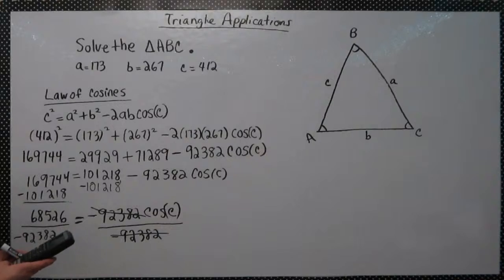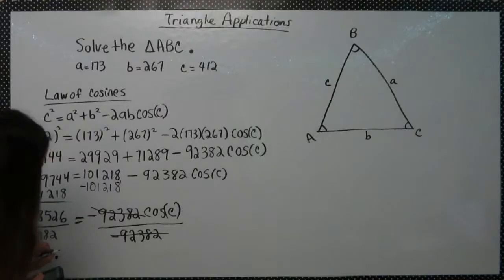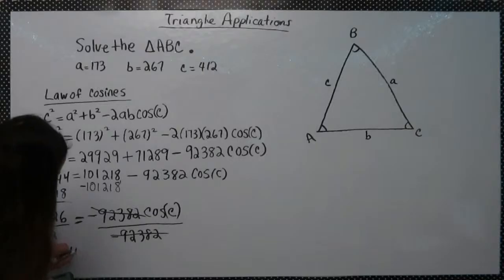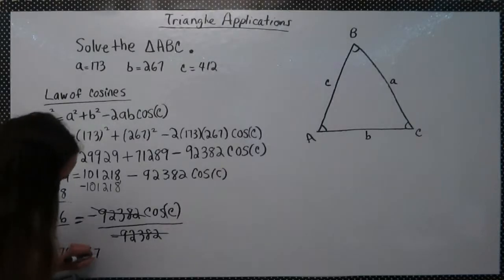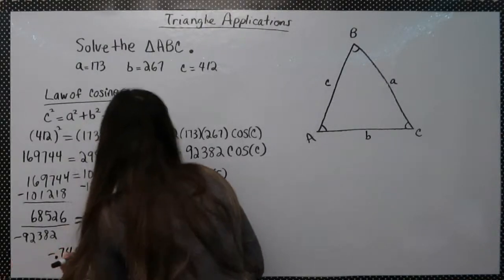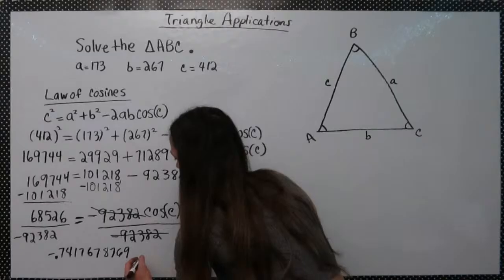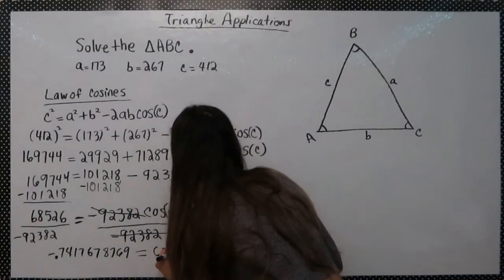6,8,5,2,6 divided by a negative 92,382. And I'm getting negative 0.74. And I usually go with all the digits. We'll do that and then we'll round in a minute. Negative 0.741767, 8,769. Okay, and then that's going to be equal, one second, cosine C.